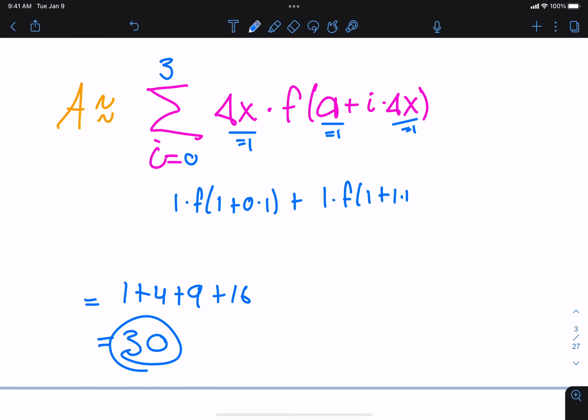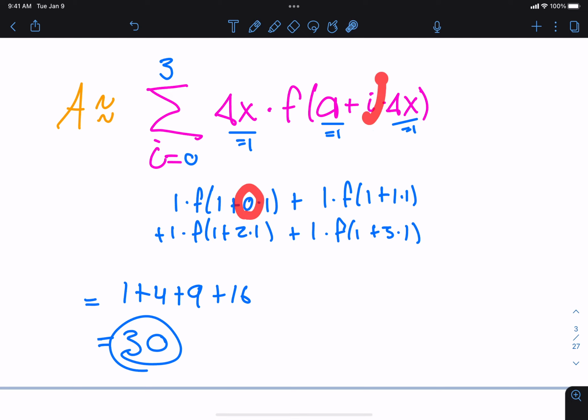So 1 times 1. And then we would have plus 1 times f of 1 plus 2 times 1. And then plus 1 times f of 1, plus 3 times 1. So your i's go from 0, and then 1, and then 2, and then 3, and you stop at 3 because the top says 3.